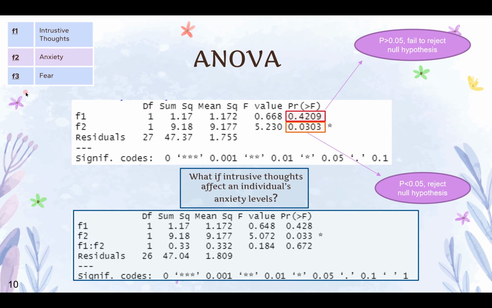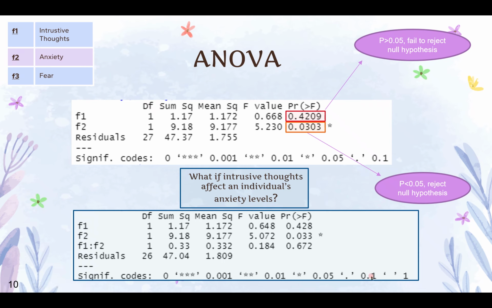We can then go on to ANOVA, and we can see that for F1 we fail to reject the null hypothesis at the 0.05 level, and for F2 we reject the null hypothesis at the 0.05 level. So this could tell us that anxiety does impact OCD severity in this case. However, what if intrusive thoughts affect an individual's anxiety level? So we can then look at the interaction between the two.